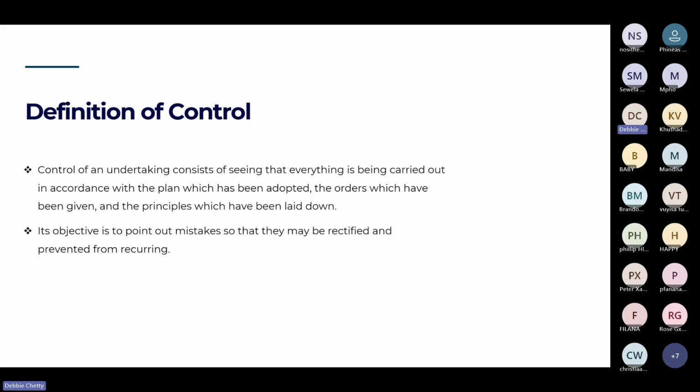So with the definition of control, you can say that control involves undertaking consistent overseeing of functions in management or in the company, right? It basically refers to everything being carried out in accordance with a plan which has been adopted, so the orders which have been given and the principles which have been laid down. Its objective is to point out mistakes so that they can be rectified and prevented from reoccurring in future.